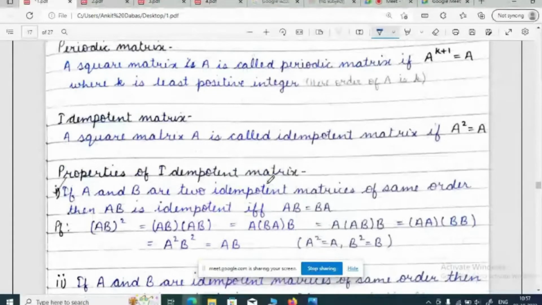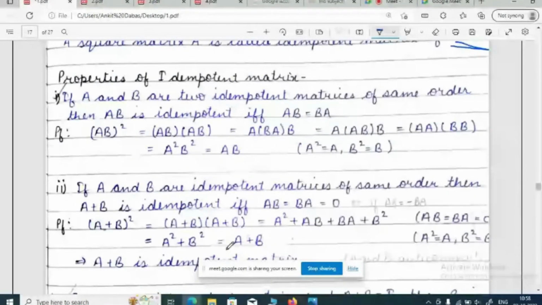Next, we have a periodic matrix, a matrix for which A power k plus 1 is equal to A, where k is the least positive integer for which this equation holds. That is called a periodic matrix, and here k is called the period of the matrix. Next, an idempotent matrix is a matrix where A square is equal to A.